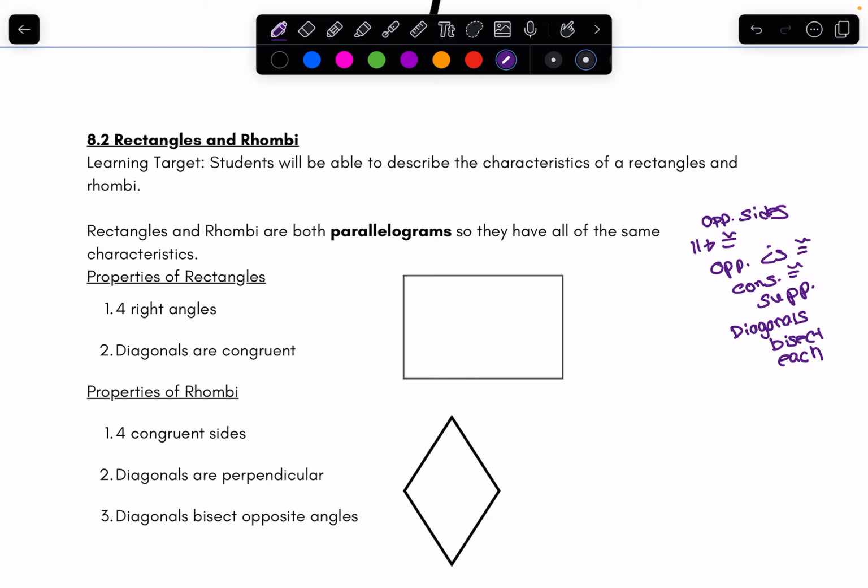Now what makes a rectangle unique is that it adds two things. It adds that all of the angles are right angles, and the diagonals are congruent. So the diagonals themselves, if we label this as A, B, C, D, we know that AC is also congruent to BD when it is a rectangle. This is not true for just a parallelogram.